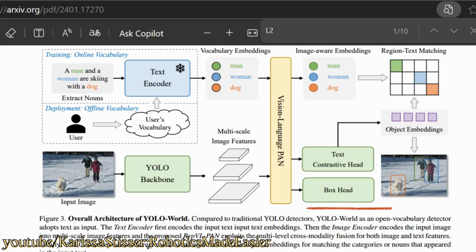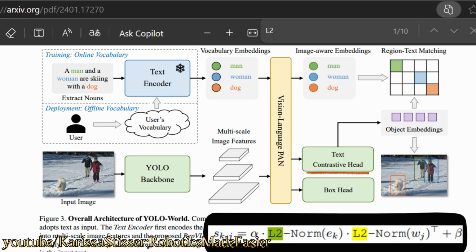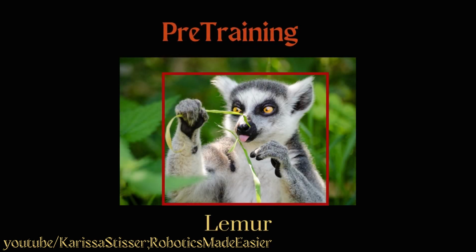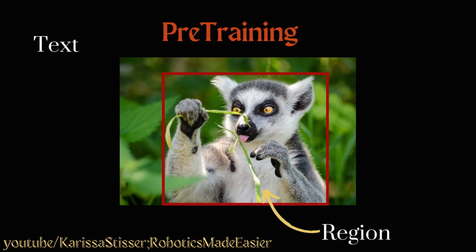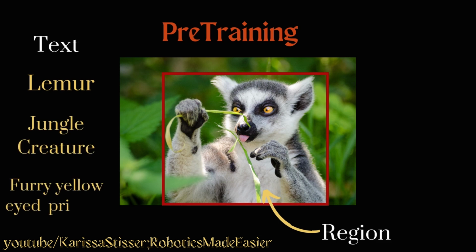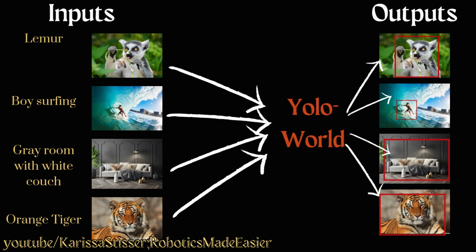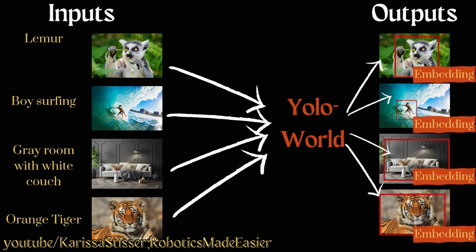Finally, we have the box head, which helps find bounding boxes through regression, and the text contrastive head, which looks for object-text similarity by leveraging the L2 norm and affine transformation to help stabilize the region-text training. In the pre-training step, rather than having the label data be just bounding boxes and category labels, they use region-text pairs. So the region is now connected to a text, which can be a category name, a noun phrase, or an object description. So we have images and texts as inputs and the predicted bounding boxes as outputs, along with the corresponding object embeddings.